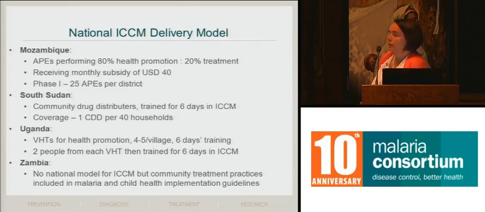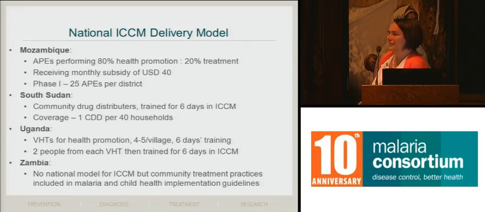They do receive a subsidy of the rough equivalent of $40 per month, and the Ministry of Health, the government, is trying to roll it out in phases. So in the first phase, their scale is 25 APEs per district, regardless of the size of the district.